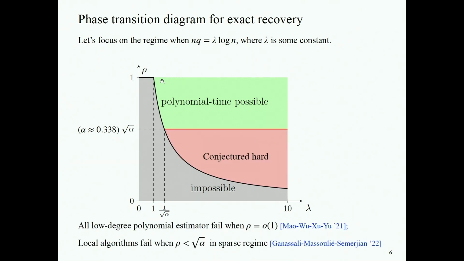The right region here is what is conjectured to be hard. That means if you go below this threshold, then there is no polynomial time algorithm that can achieve exact recovery. But this is only for the sparse regions. If you go to denser regions, we actually believe rho can be any constant.